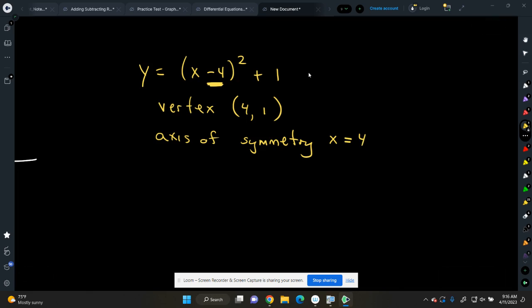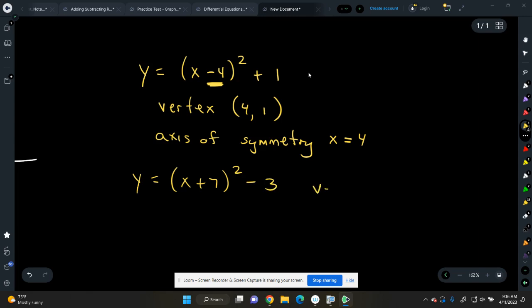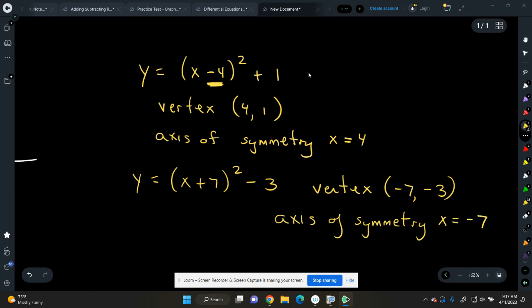You will have questions like this. Just that. What's the vertex? What's the axis of symmetry? Okay. So y equals (x plus 7) squared minus 3. What is the vertex? Good. What is the axis of symmetry? Good. Don't forget it has to be x equals. Very good. Okay. Questions on that?